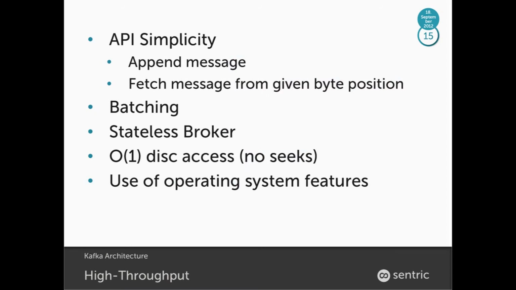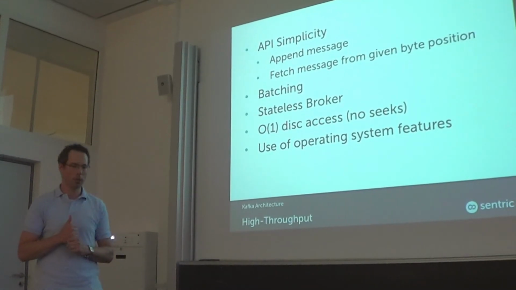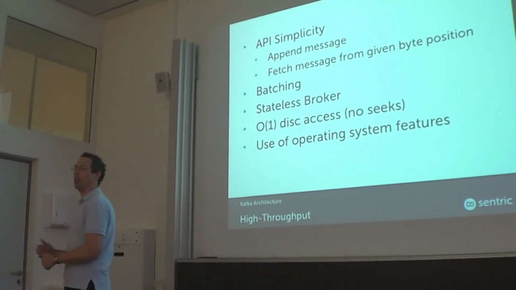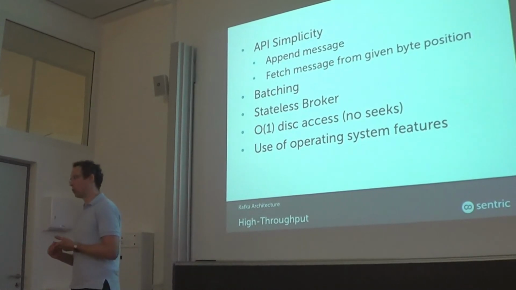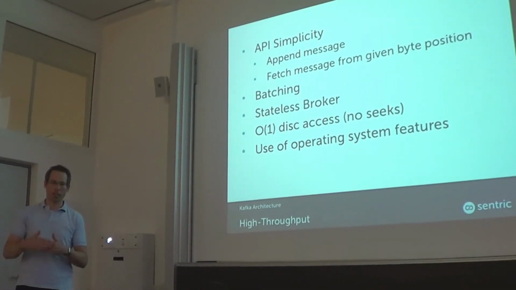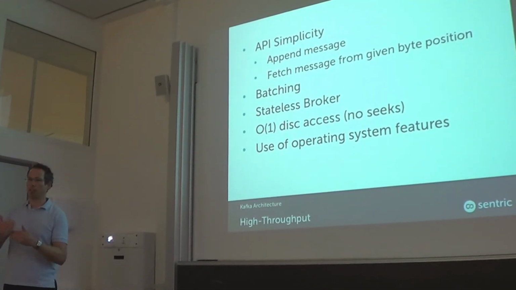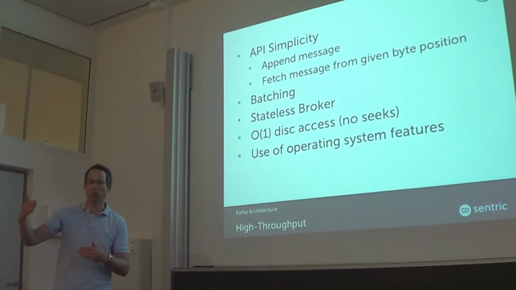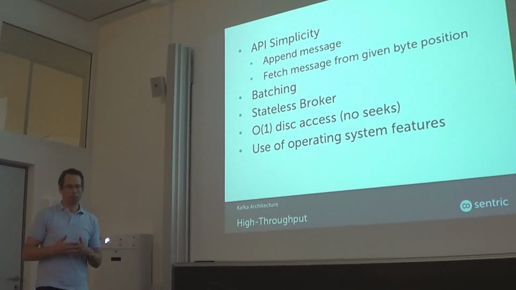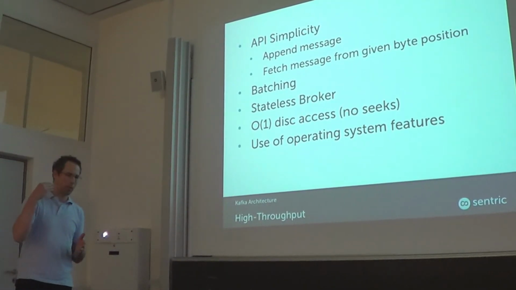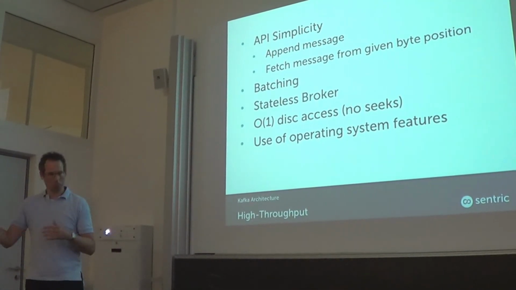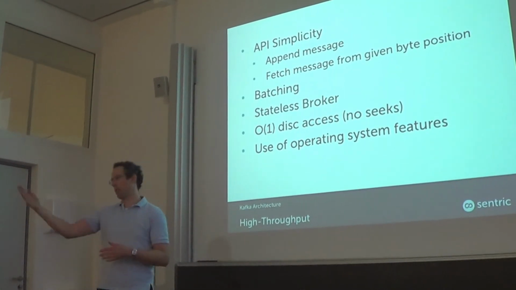Then how is the high throughput achieved? Well, as I said, Kafka is very simple. It has a simple API, and it supports just two functions: appending a message and reading a message from a given byte offset, byte position. Then it uses batching for high throughput, so the producer can batch messages. It can hold messages locally until a certain threshold, and then send the batch to the broker. The consumer can batch as well. He can say, okay, I need messages from this byte position, and my internal buffer is 500 kilobytes large, and I need 500 kilobytes of data.